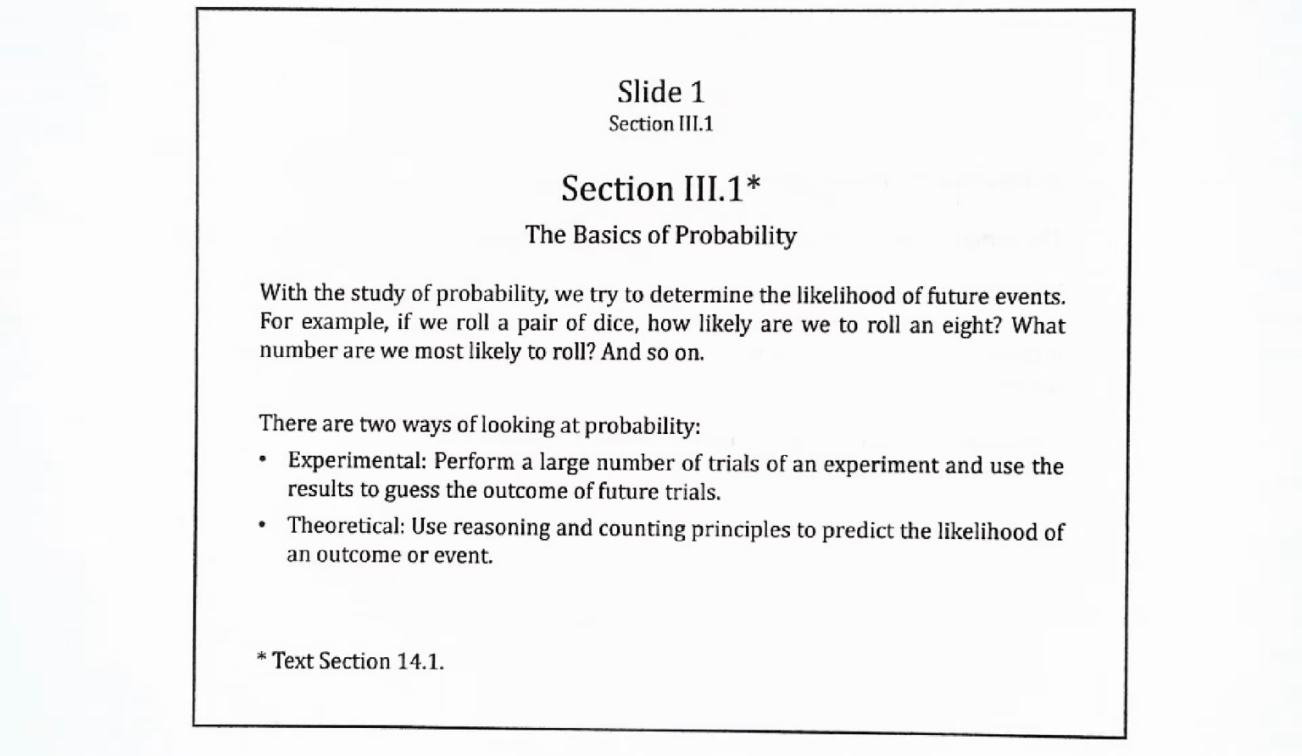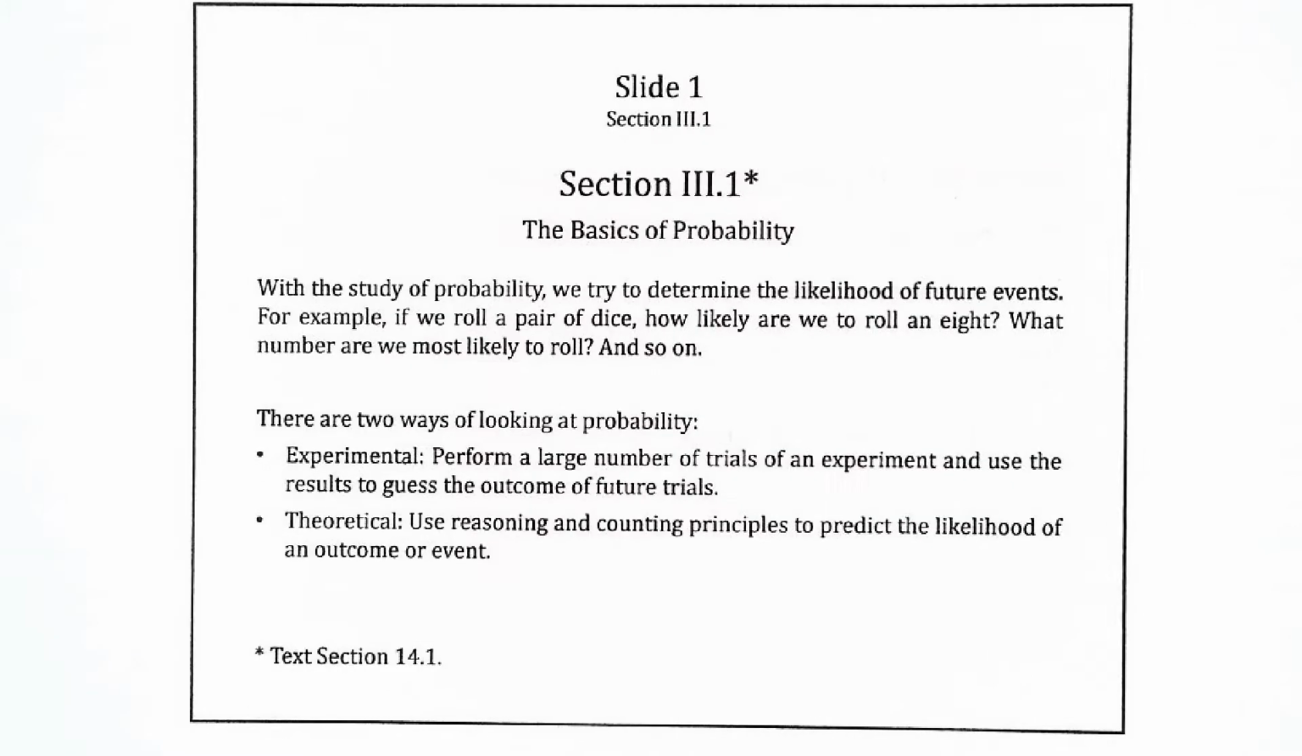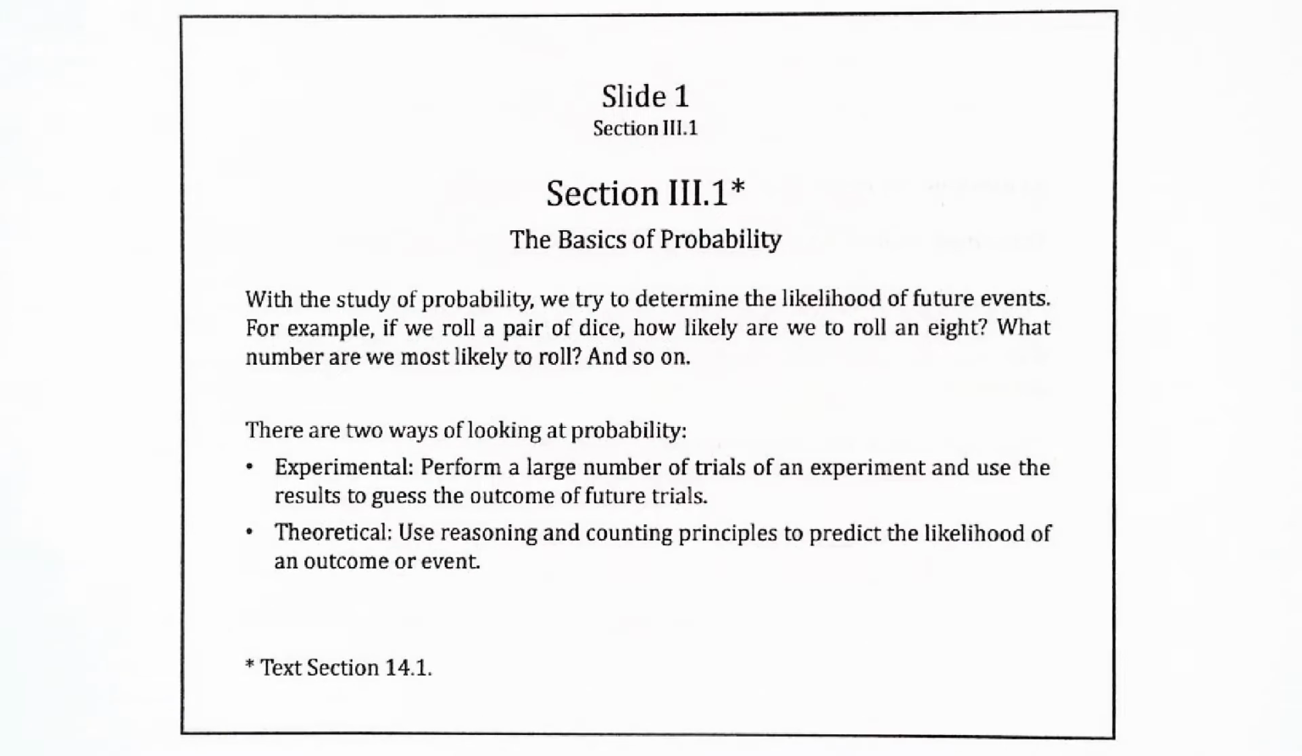So with the study of probability, we try to determine the likelihood of future events. For example, if we roll a pair of dice, how likely are we to roll an 8? What number are we most likely to roll, and so on. So we're trying to figure out how likely it is that a given event will occur in the future.